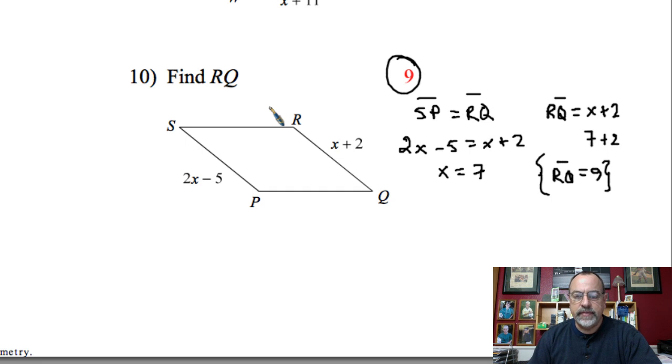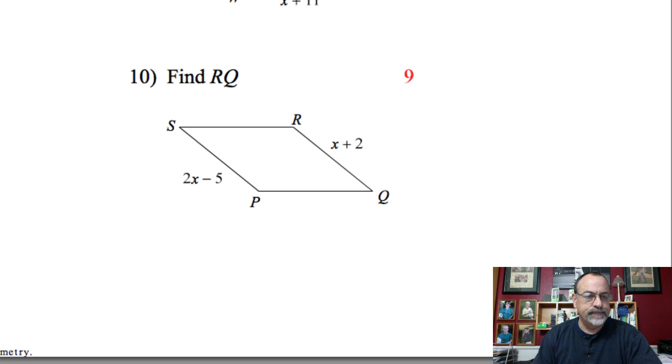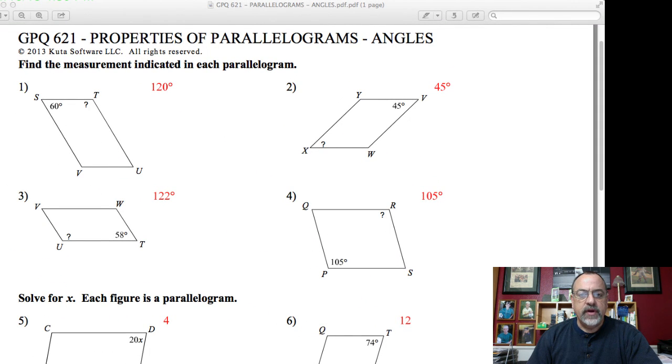Let's take a look at the property where it says that opposite angles in a parallelogram are congruent. The second property that we talked about with parallelograms was that opposite angles are congruent. So do the same thing: do a couple of kind of easy examples, then look at some more difficult ones.